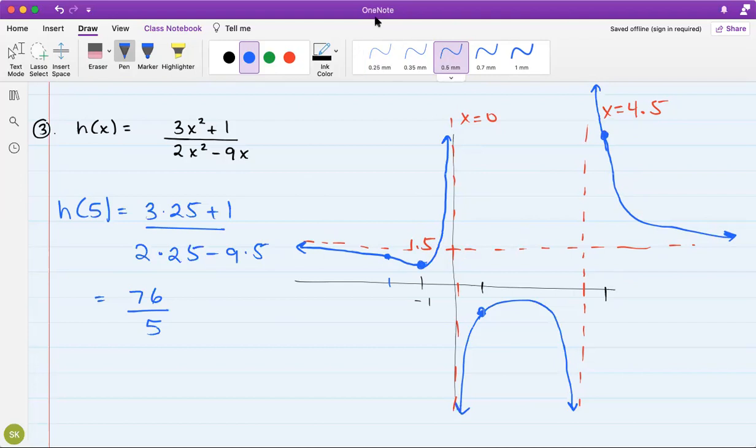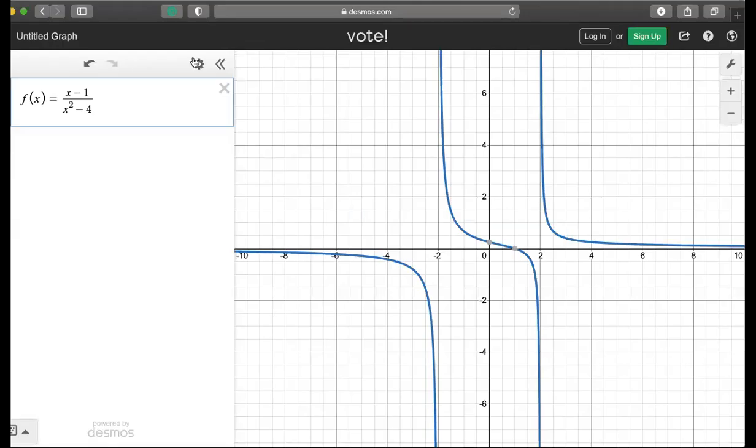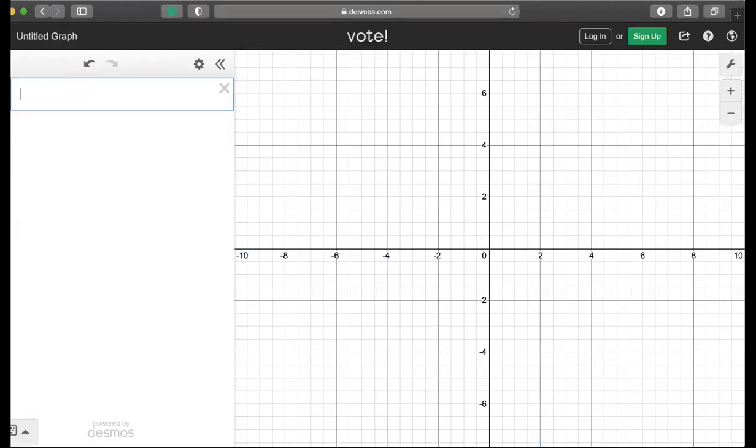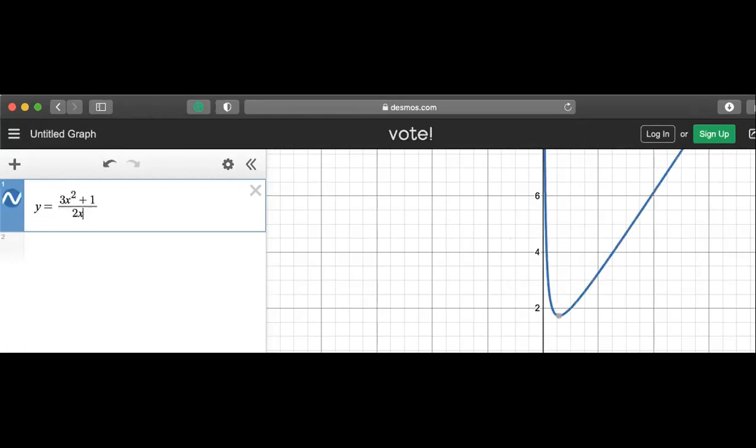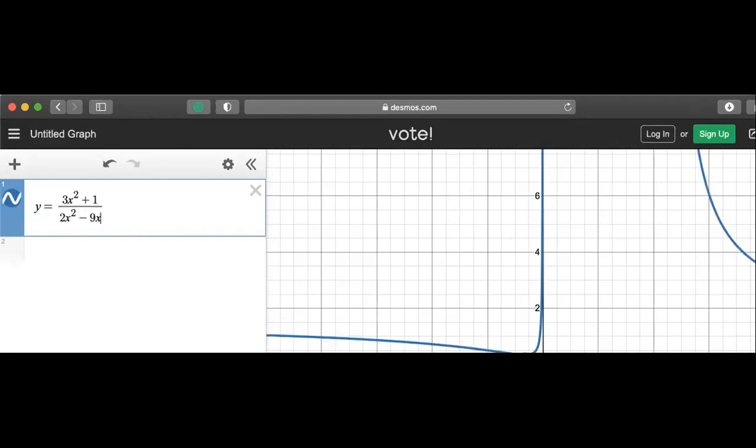So let's graph this. So let's switch over to Safari here. I'm going to erase this and I'm going to say y is equal to, and I'm going to plug in that function, 3x squared plus 1 over 2x squared minus 9x.